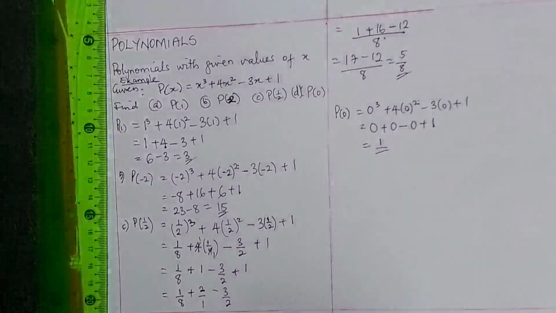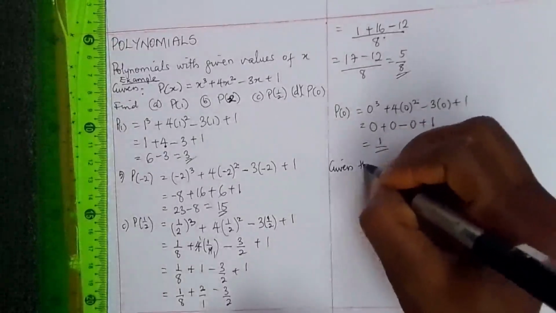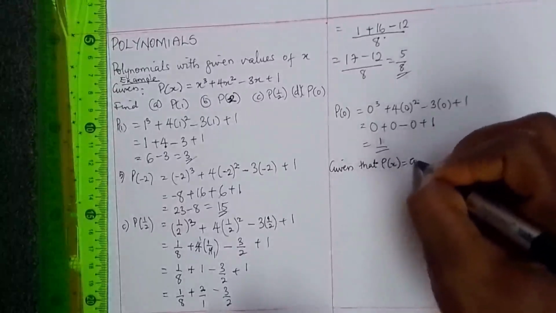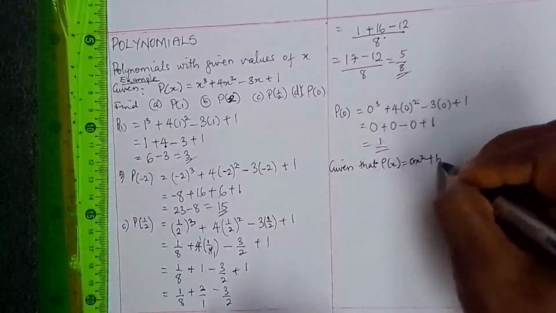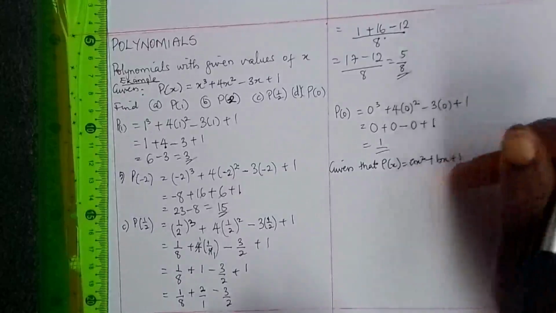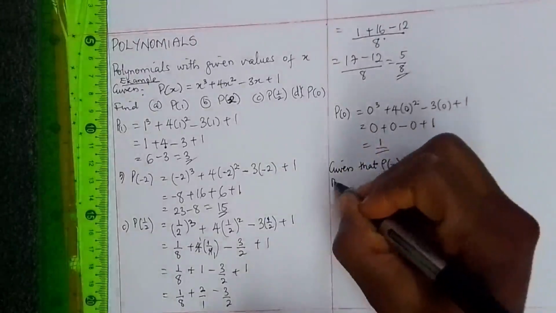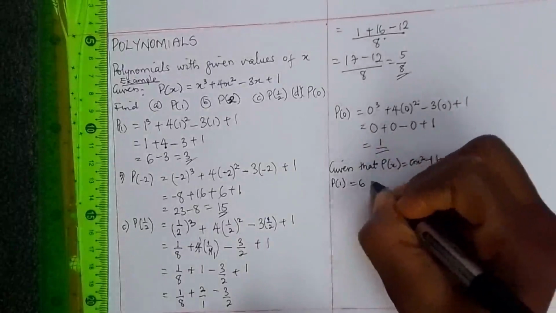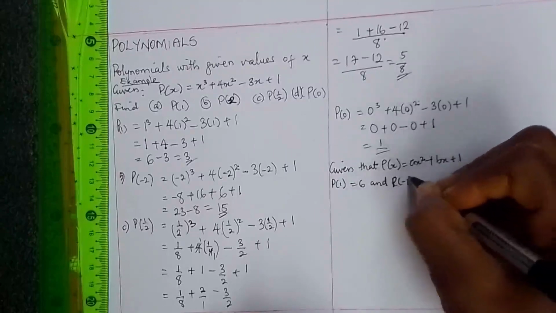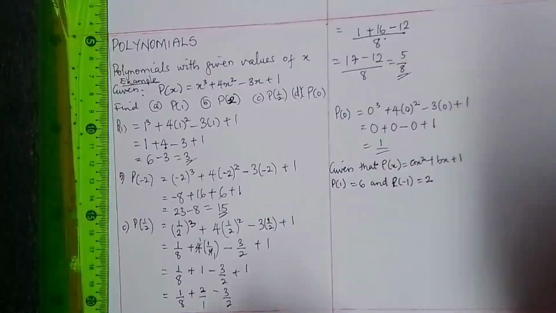Now, we can still use the same way to solve this polynomial too. So given that P of x is ax squared plus bx plus 1. If we recall, we can still remember our quadratic. It comes in this form. So this one is giving us a question as a quadratic. And they say P of 1 is equal to 6 and P of minus 1 is equal to 2. So now they say we should determine the values of here.